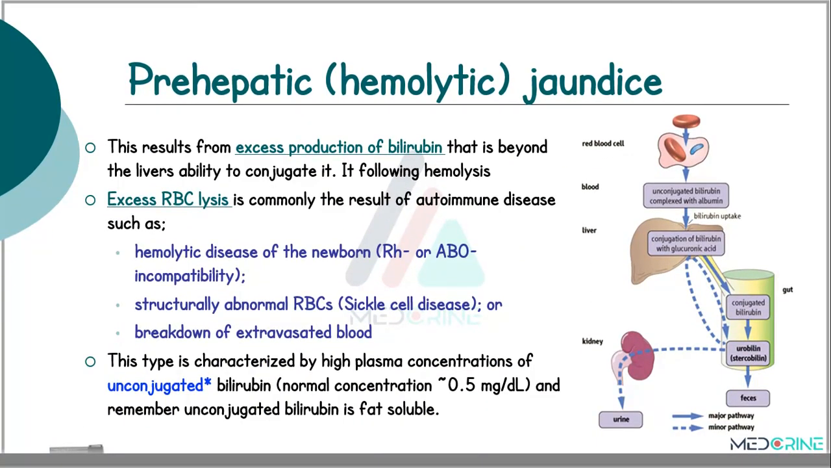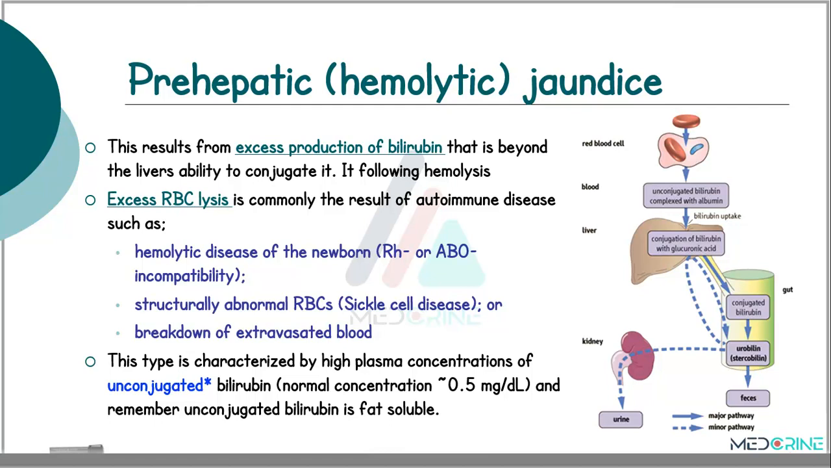So what is a prehepatic or hemolytic jaundice? A prehepatic jaundice results from excess production of bilirubin that is beyond the liver's ability to conjugate this bilirubin, and this follows hemolysis. Excess red blood cell lysis commonly results from autoimmune diseases of the blood, for example, hemolytic diseases in the newborns, that is the rhesus or ABO blood group incompatibilities.